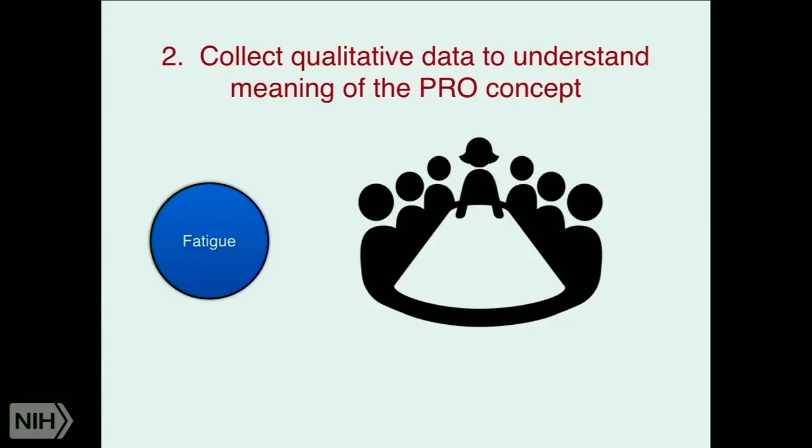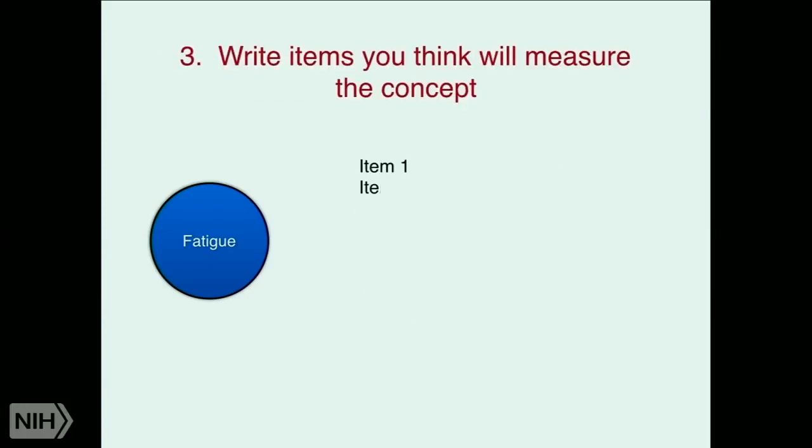Once we've got that, we're going to need to write some items. So that's the next step. Let's write items that we think are going to measure that concept. All right? I just put 8 items here because they fit nicely on the screen, but you could write 4 items or you could write 400 items. It really depends on the concept you're measuring.